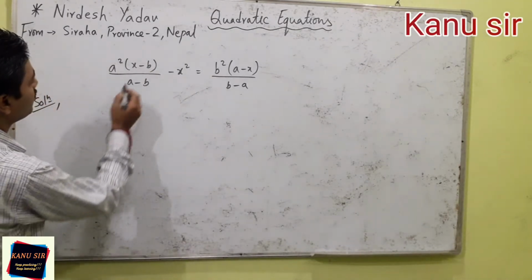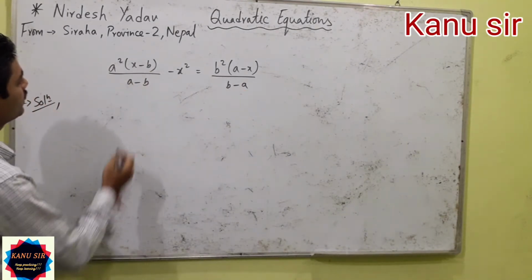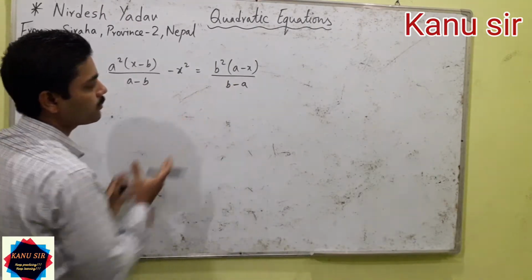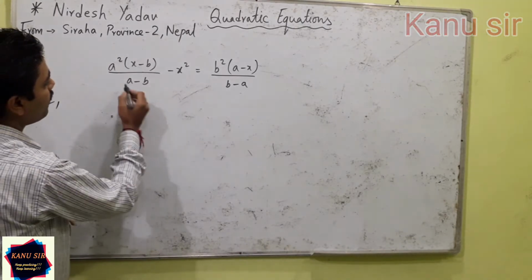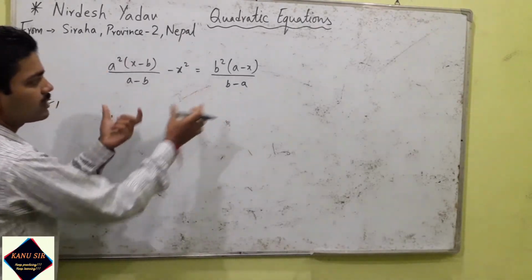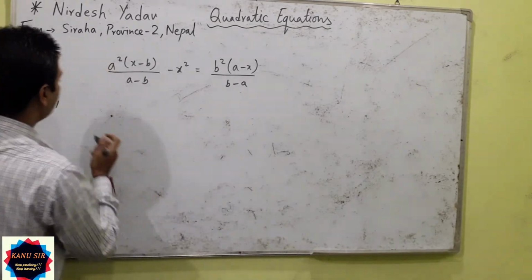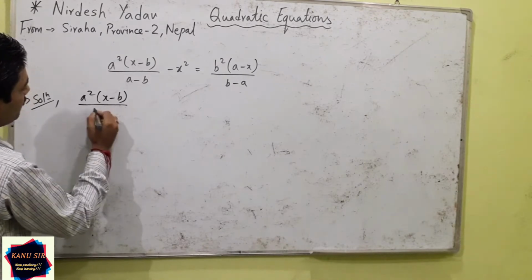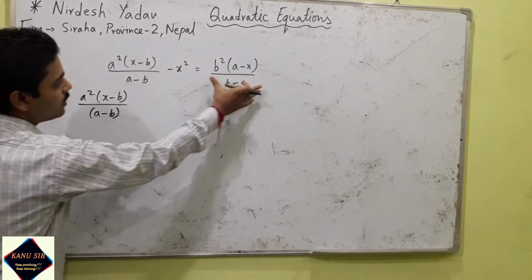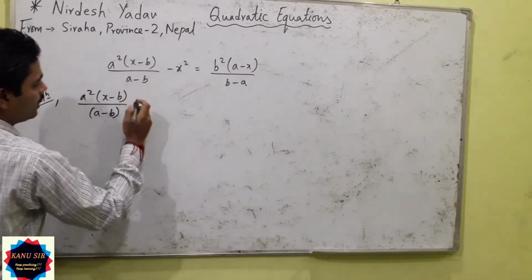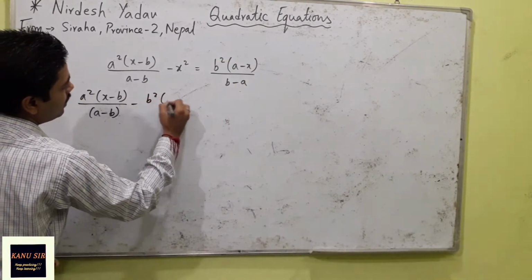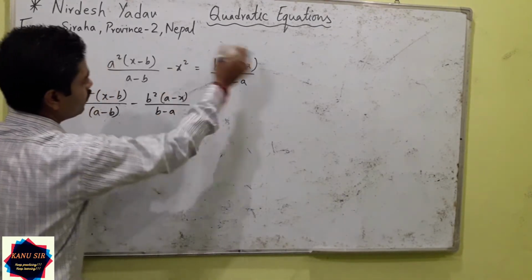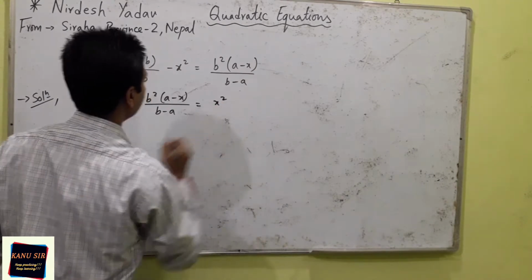So let's start here. Here you can see the question I have already written on the board. First, you have to analyze the question and try your best to simplify as far as possible. I find a minus b and b minus a are almost similar if we just exchange their position. So we will write the question first: (a square x minus b) upon (a minus b), and we'll bring the whole group to the left hand side as (b square a minus x) upon (b minus a), and this will go to the right hand side, x square.